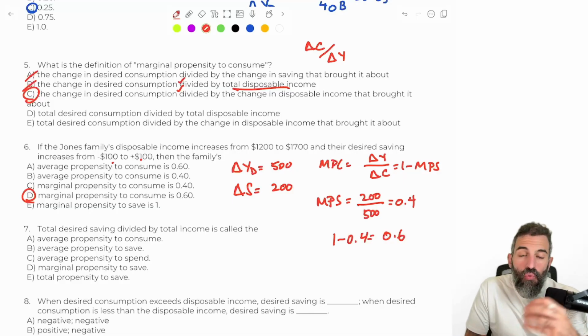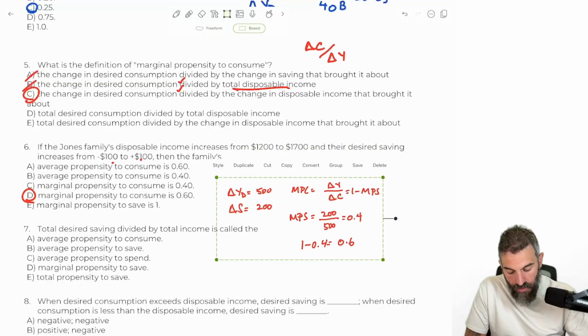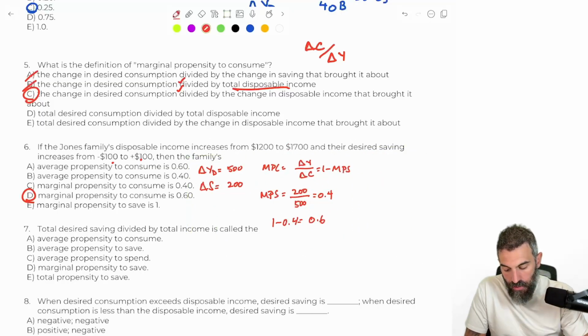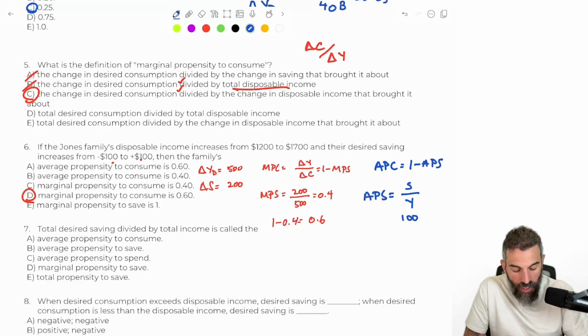Now, more on that. If you were looking for the average propensity to consume, since we're talking about savings here, you would do 1 minus the average propensity to save, and for average propensity to save, you would look at your total savings over your total income. It would be different. Your total savings here would be 100. Your total income is 1,700.